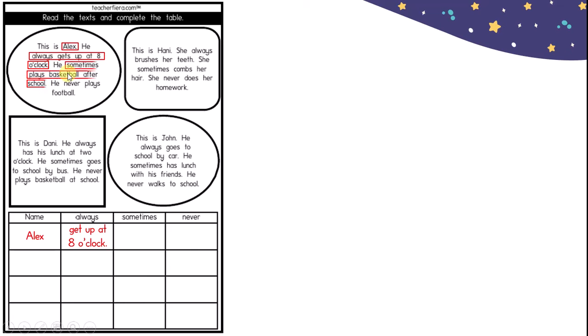And then sometimes. He sometimes plays basketball after school. So you write everything after the word sometimes, which is plays basketball after school. And then for the column never, okay, try to find the word never, which is here, never. He never plays football. So you write plays football. Okay, you get it? So after this, you have to fill in the answers for Hani, Dani, and also John.